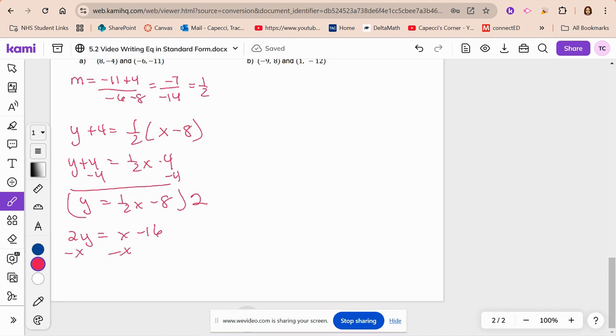Need to bring my x to the other side. So I have negative x plus 2y is equal to negative 16. I multiply everything by negative 1. I have x minus 2y is equal to positive 16.